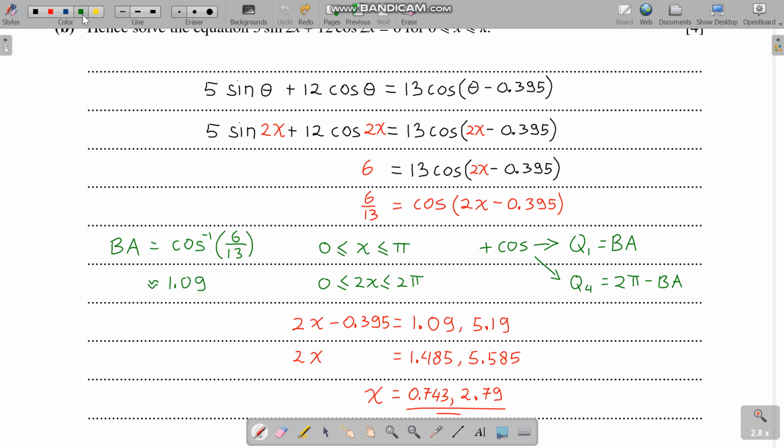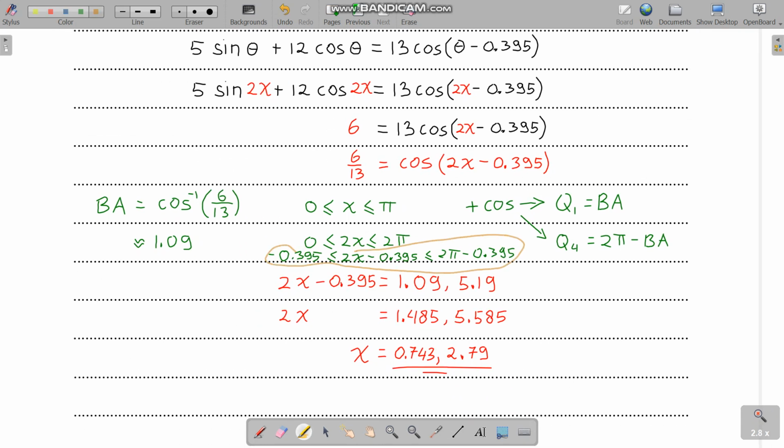From the original domain we multiply by 2, and then we have to subtract 0.395 from the three expressions here. We have 2x minus 0.395, 2 pi minus 0.395. So we use this modified domain.